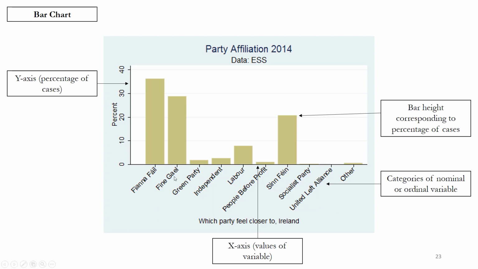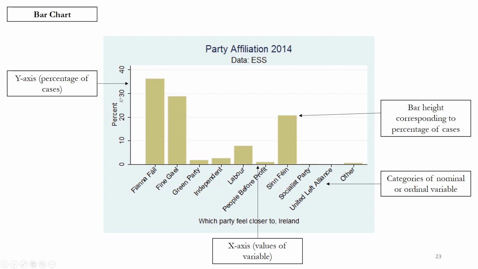It's a standard bar chart where the height of the bar corresponds to the percentage of cases. In this case, people on the survey who answered either Fianna Fáil, Fine Gael, Green Party, and so on. And this illustrates the components of most of the graphs that we'll look at here, which are we have a vertical y-axis, a horizontal x-axis, units of the variable here on the bottom, the categories of the variable, on the bottom, in this case, political parties, and the units of measurement on the y-axis. So in this case, we're using percentages.